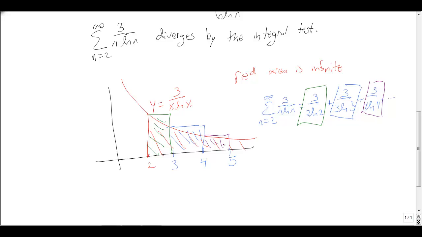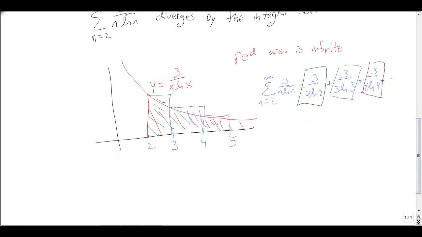And if you look at this, what's going to happen here is that the area of these rectangles is clearly bigger than the area underneath the curve here. That's just because the rectangles include the area under the curve and then some extra stuff up above. So it's bigger. And what that tells us here, essentially, is, well, the area here is bigger, and that tells us that the integral from 2 to infinity of 3 over x log x dx should be smaller than the series here.